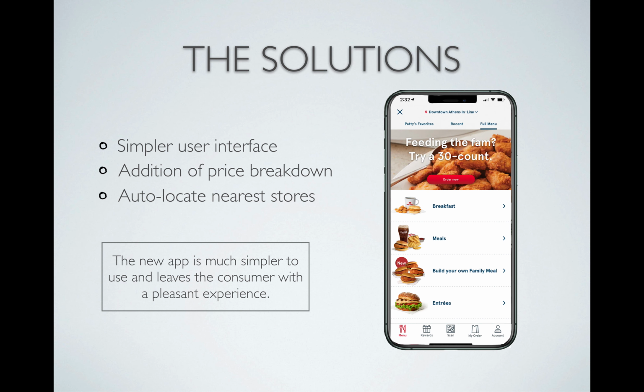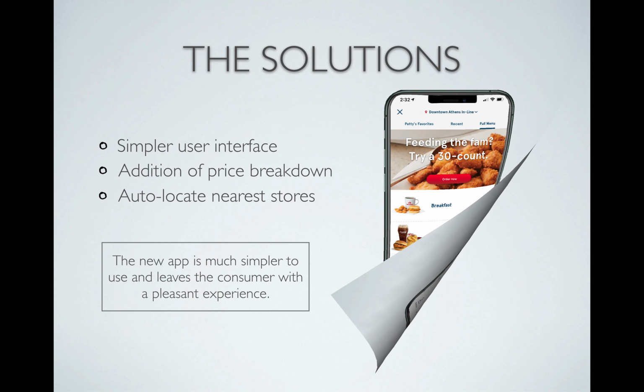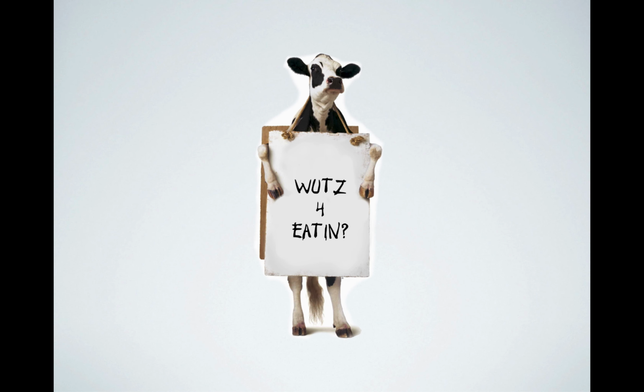So what were the solutions that I came up with? Ultimately, it just broke down to three things as well: a simpler user interface, an addition of price breakdown, as well as auto-locating your nearest stores so you don't have to pick every single time. This new app is a lot simpler to use, and it leaves the consumer with a much more pleasant experience. So let's go check out a prototype.